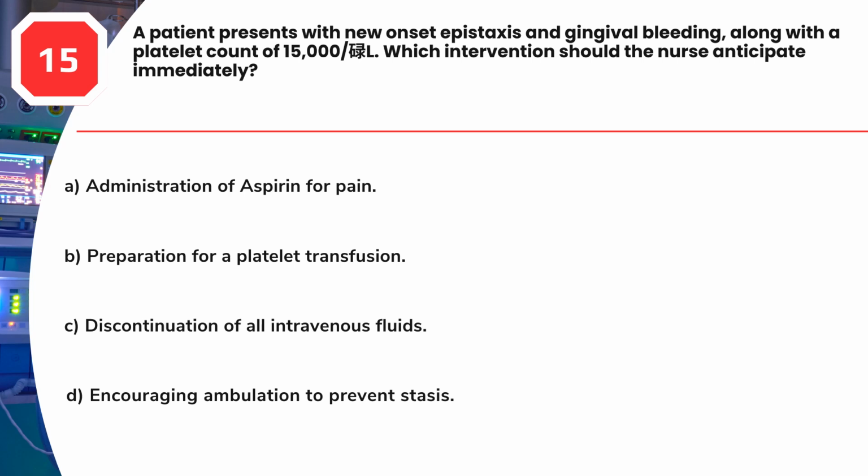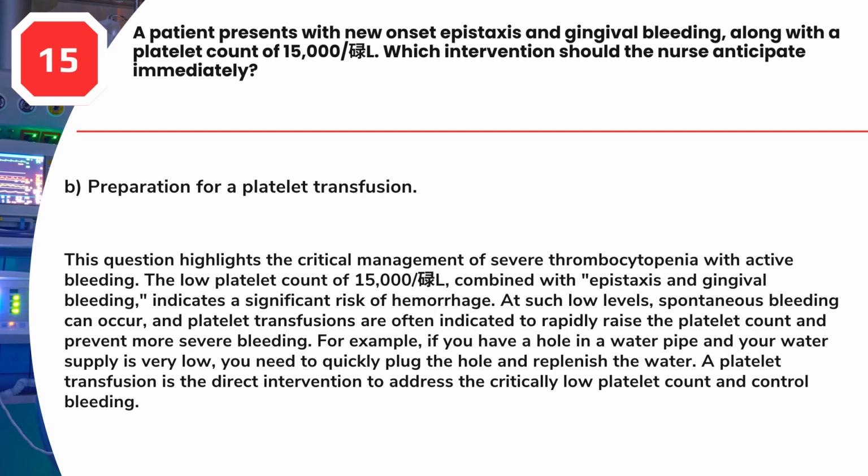Question 15. A patient presents with new-onset epistaxis and gingival bleeding, along with a platelet count of 15,000/µL. Which intervention should the nurse anticipate immediately? A. Administration of aspirin for pain. B. Preparation for a platelet transfusion. C. Discontinuation of all intravenous fluids. D. Encouraging ambulation to prevent stasis. Answer: B. Preparation for a platelet transfusion.